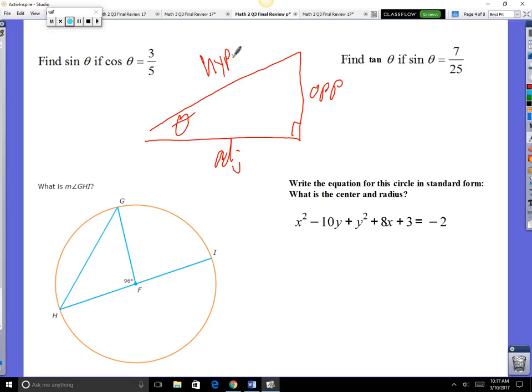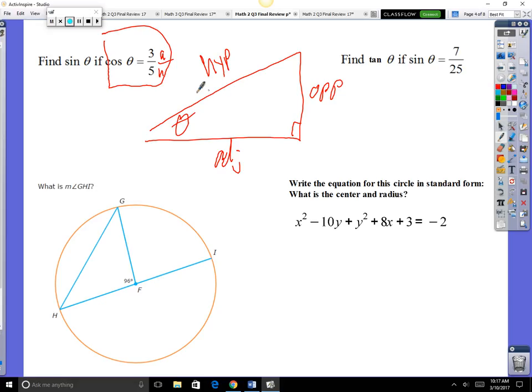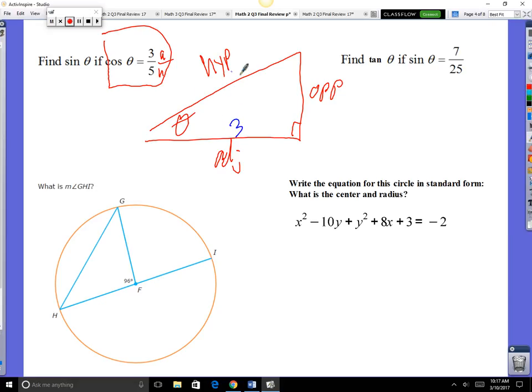Okay, they give you the cosine. The cosine compares the adjacent piece to the hypotenuse. So the adjacent piece is going to be 3, and the hypotenuse is going to be 5, and this is a Pythagorean triple, 3, 4, 5, so this opposite has got to be 4. And they want the sine, so the sine wants you to compare the opposite over the hypotenuse. So we are going to give them 4/5, and that is the sine from that same angle.